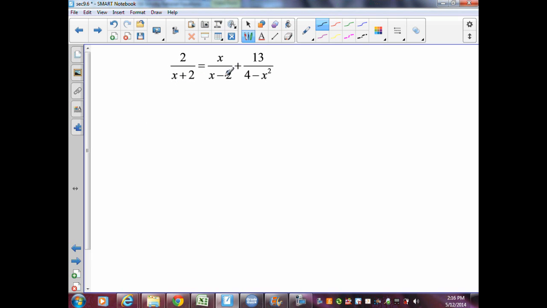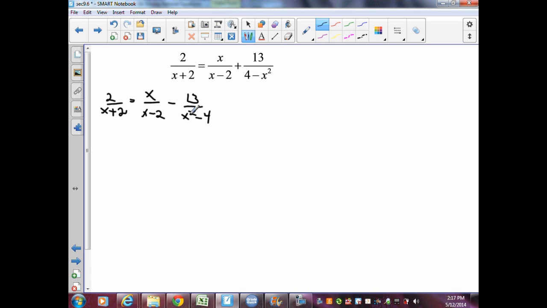On my next example, I need to do some factoring in my denominator. Let's start by bringing down 2 over x plus 2 equals x over x minus 2. And then I'm going to want to flip this around on the bottom. I want to flip the 4 and the x squared around. To do that, I'm going to factor out a negative. And when I factor out a negative, that will give me x squared minus 4. So if I distributed that back through, positive times a negative would give me a negative x squared, and then I would have a negative times a negative, which would give me a positive 4.